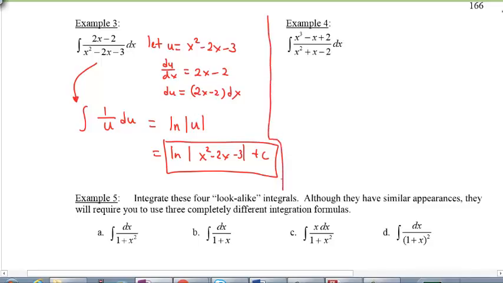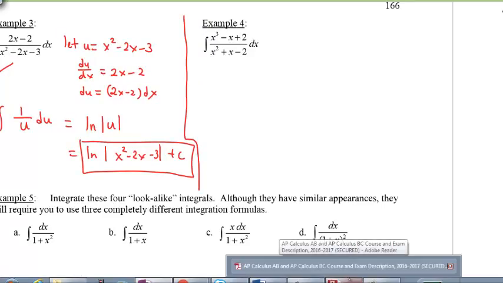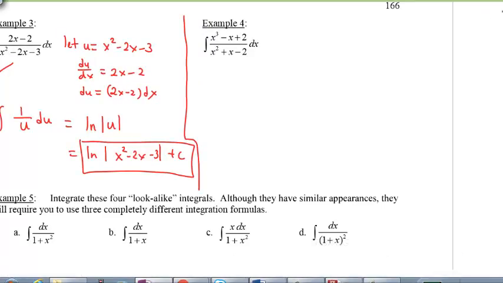Excuse me. How about number 4? Another weird one here. This one, notice the numerator's degree is 1 higher than the denominator's degree. And we had an example like this 2 sections ago in the inverse trig video. Do you remember how we dealt with this? If you said long division, I think you're right.